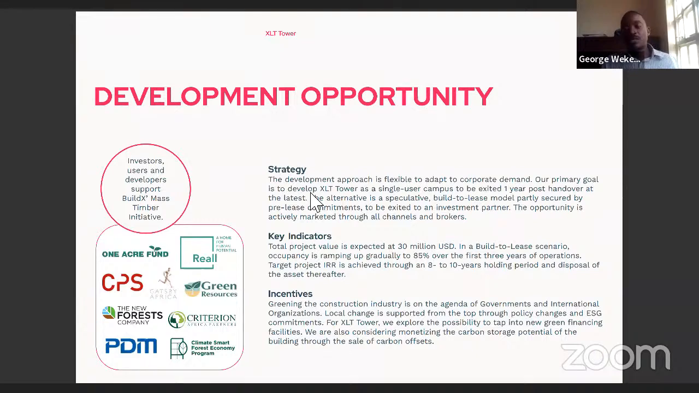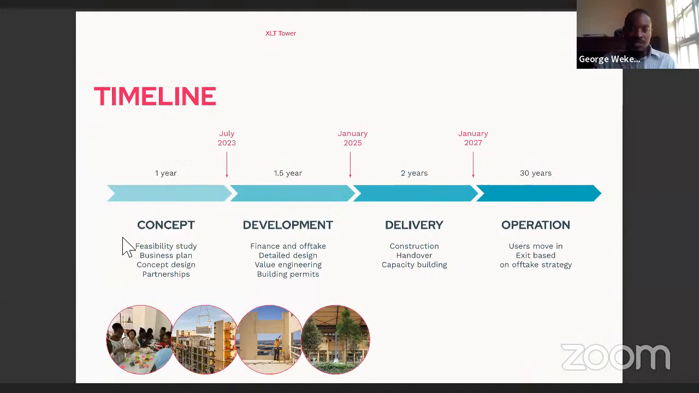Is just also how we should think about it. We should think about it from this single entity of the building material, but also think about it holistically, about other green financing aspects that are available. This is more or less the timeline we have for the project.